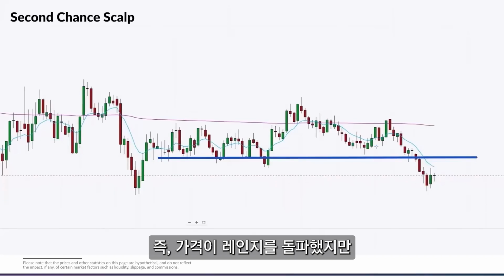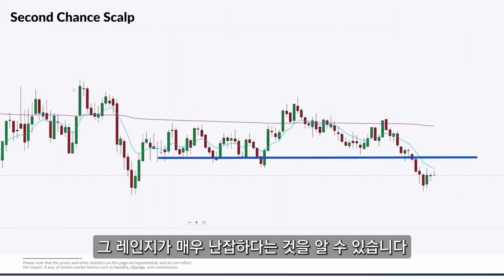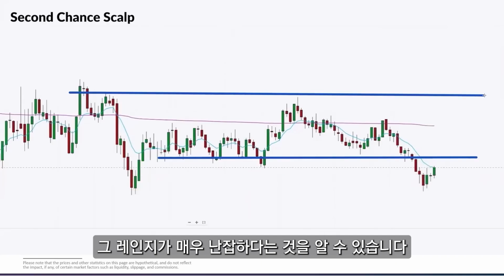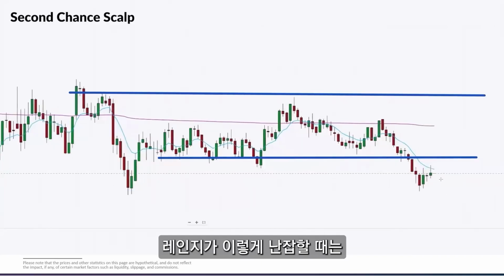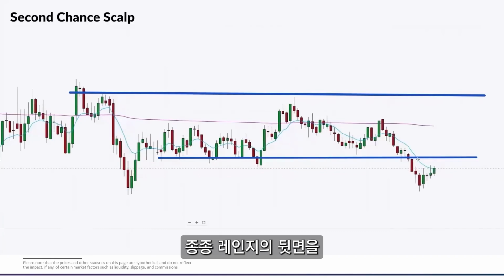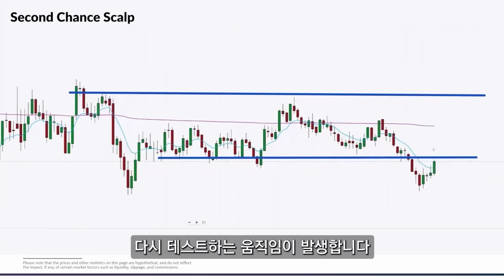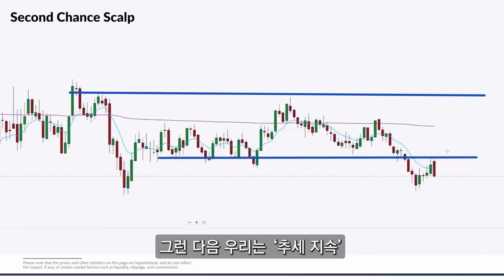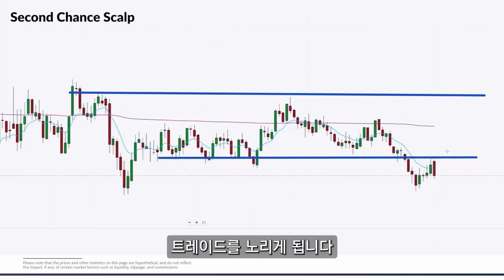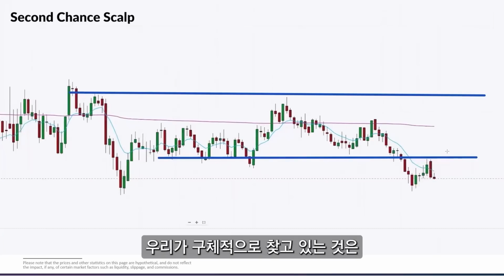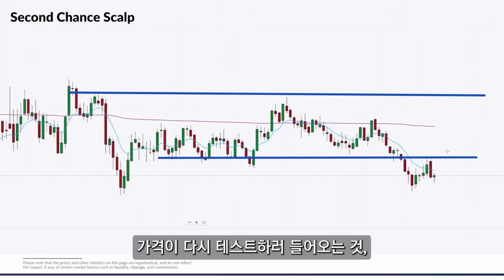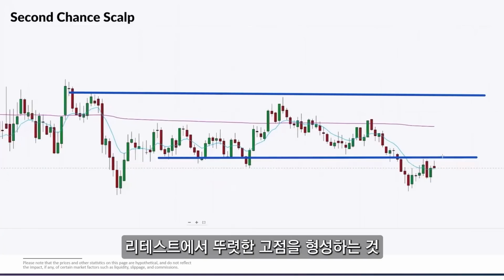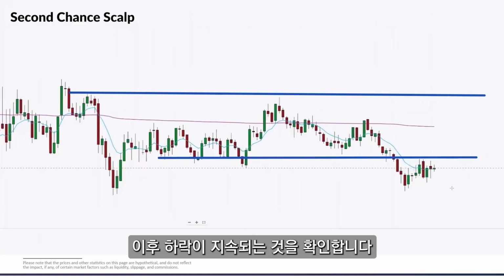There's another option, though, and that other option would be to trade a break and retest. So that would be price action that breaks the range, but we notice how choppy that range is. When the range is that choppy, we oftentimes will get a retest of the backside of the range. And then we want to take the continuation trade. So what we're looking for specifically is the price action to test into that. We want to see it put in a distinct high on the retest, right? And then we're looking for continuation to the downside.